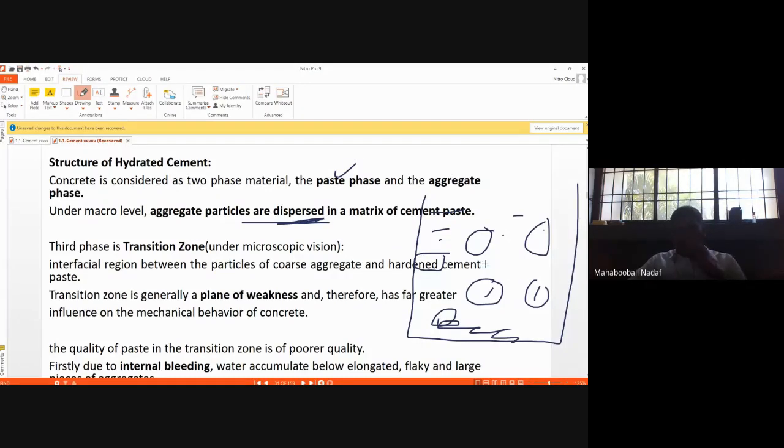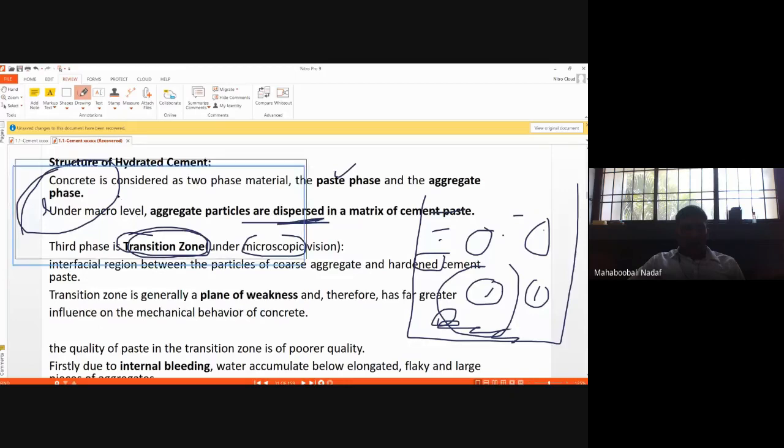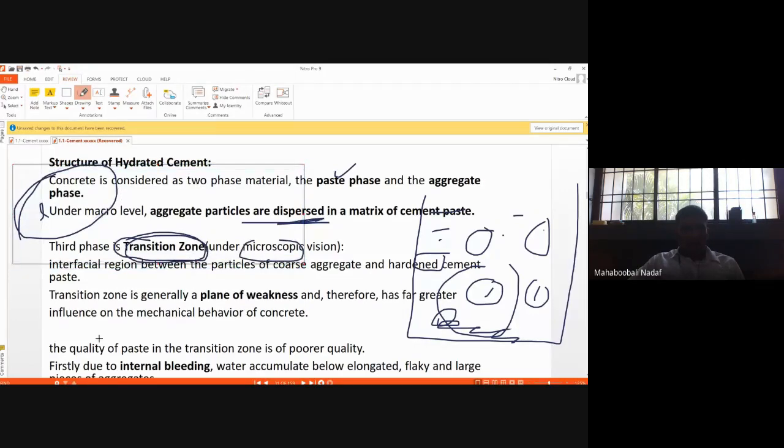When you take some component and enlarge it in a microscope, there will be one more phase. What is that phase? Transition zone. The transition zone will appear in the microscope. When you enlarge that big aggregate, the transition zone is the zone where the aggregate body and paste body meet. This surface. What is happening here?